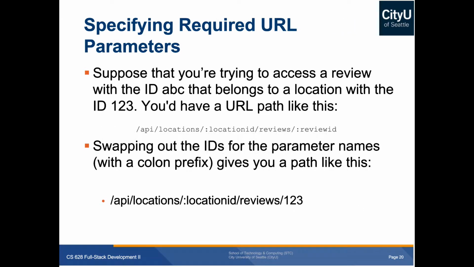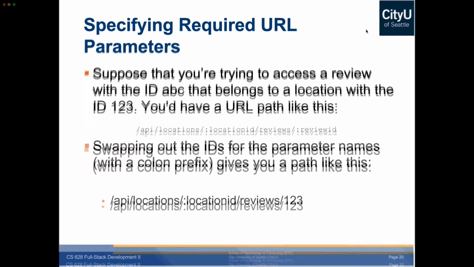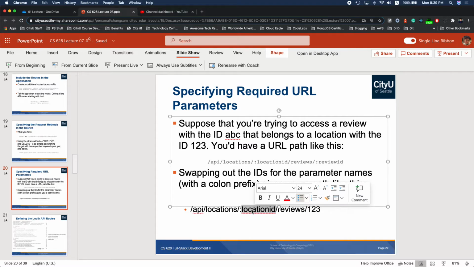Okay, suppose you're trying to access a review with the ID ABC that belongs to a location with an ID 123. You would have a URL like this, and you would have the location ID and review ID be changed with, at the bottom, it should be /API/location/ with the location 123 and review ABC. So this has to be corrected. Review ABC. Okay.